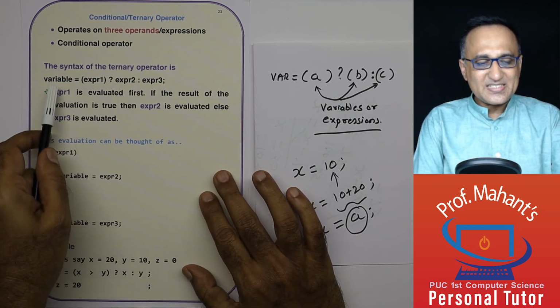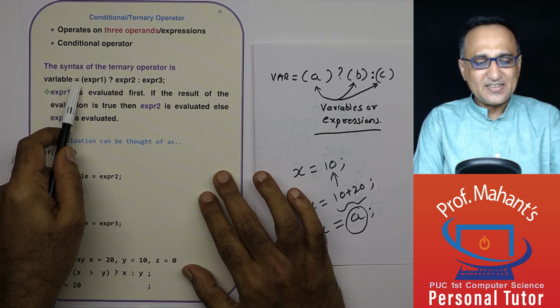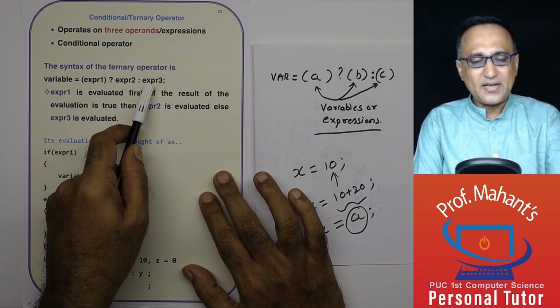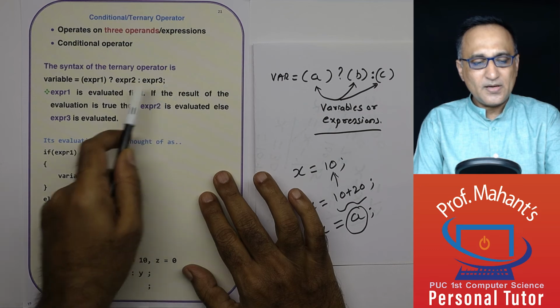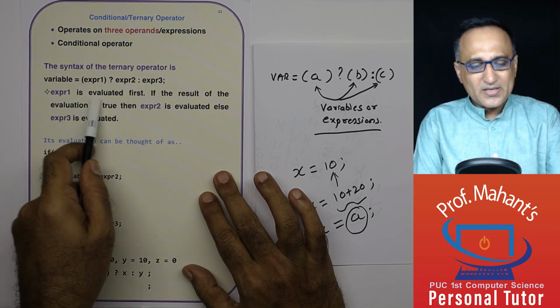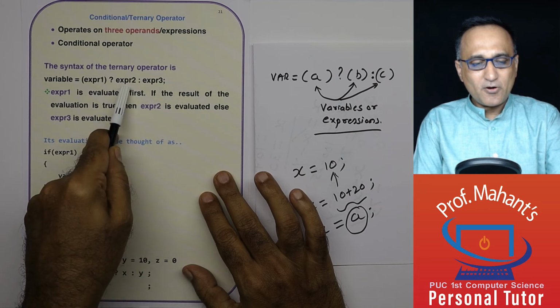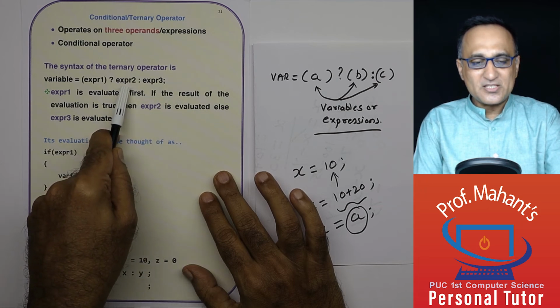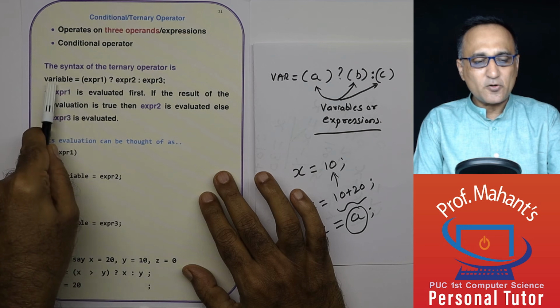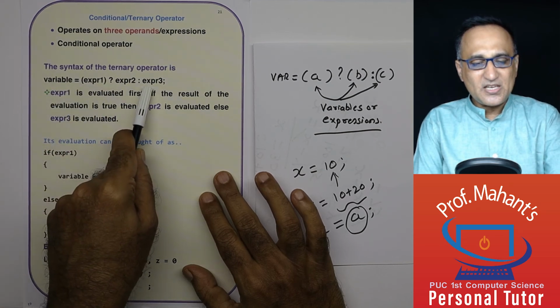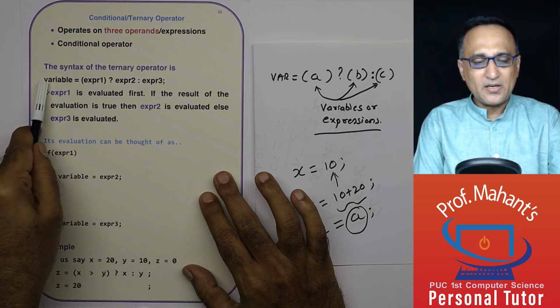The syntax is: variable is assigned expression 1 question mark, expression 2 colon, expression 3 semicolon. Expression 1 is always evaluated first. If the result is true, the result of evaluating expression 2 is assigned to the variable. If this is false, the result of expression 3 is assigned to the variable.